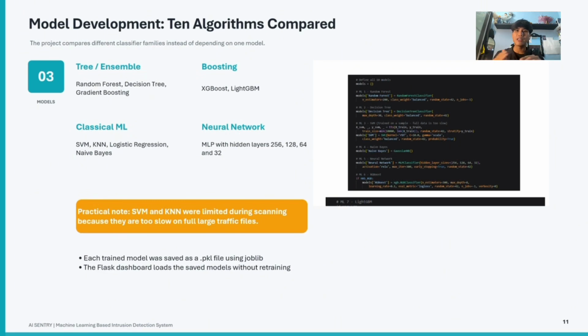After training, every model is saved as a PKL file using joblib. When the Flask server starts, the models are loaded directly, so there is no need to train again each time the dashboard is opened. SVM and KNN were limited during full file scanning because they require more processing time and large datasets.